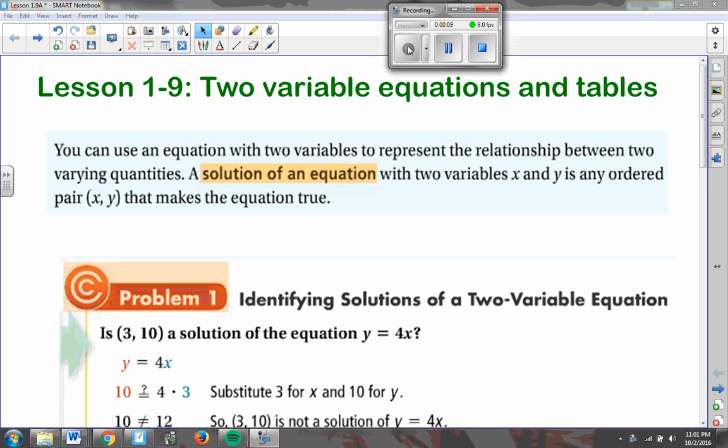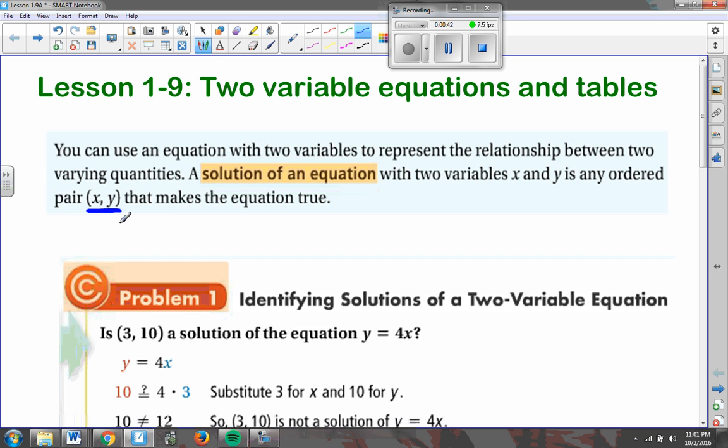Today we're going to start talking about equations, meaning things with equal signs that have two variables in them, x and y as well, or a and b, or two different letters, two different variables in the same equation. And we're going to start talking about what the solutions of those equations look like. So the solution to an equation with two variables is an ordered pair, x y, that makes that equation be true.